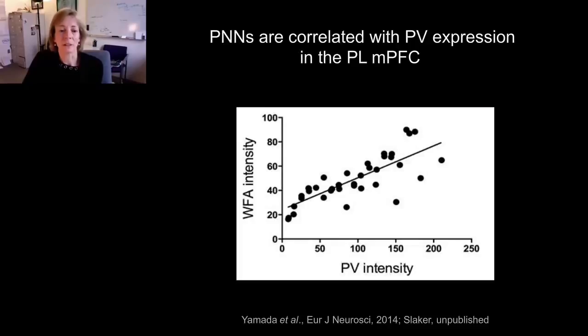Interestingly, we and others have found that the intensity of the perineuronal nets, shown on the y-axis, is correlated fairly tightly with the parvalbumin intensity. And as mentioned, this is found by others and by some of our studies. We don't know what this means, but it could mean that these molecules, or at least some molecules in the net, along with parvalbumin, are co-regulated in some way. And this has not yet been determined.